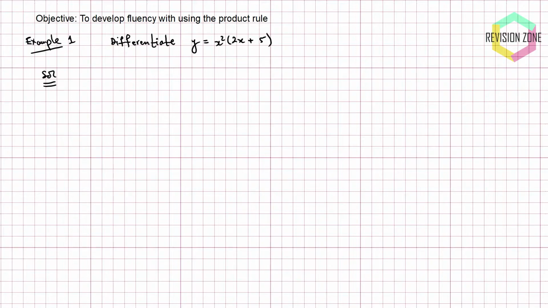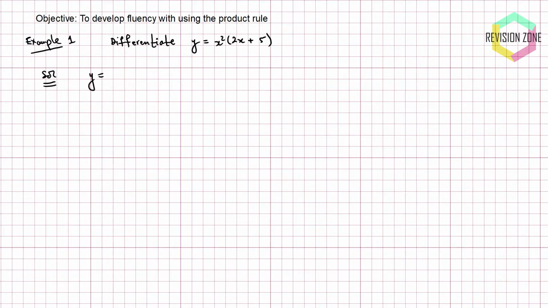We're given a function, y equals x squared, open brackets, 2x plus 5, and we have to try and differentiate it. So of course, in the past, we would have just expanded this. So we would have taken the x squared inside the bracket. We would have got a polynomial type function, and then we'll differentiate each term at a time. But now we want to use the product rule.